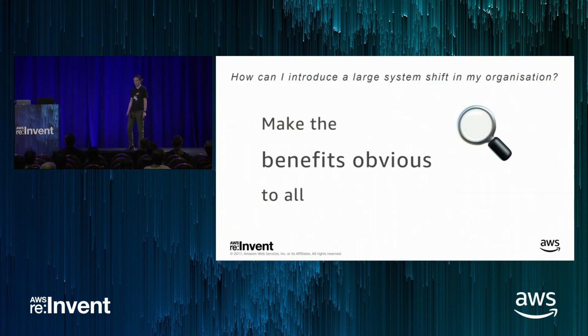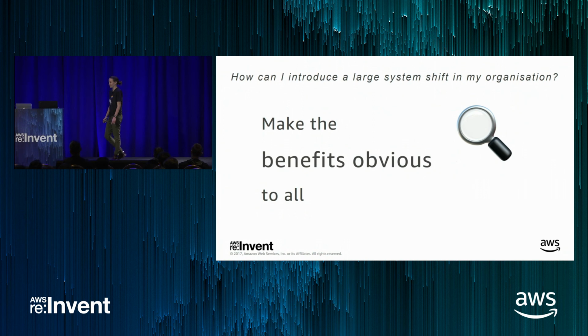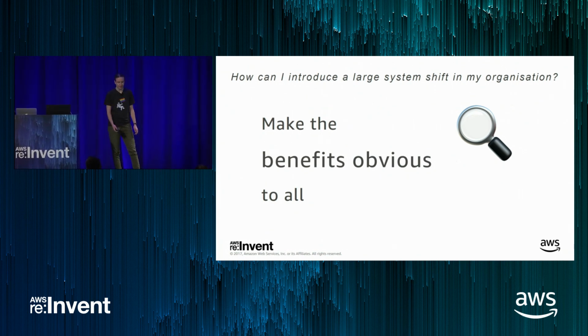Number one is make the benefits obvious to all. It's really important that the benefits you're seeing are shared with the other teams as well. We used a variety of different communication tools to do this. We did FAQs, we wrote internal blog posts, etc. So whatever works best in your organization is really important.